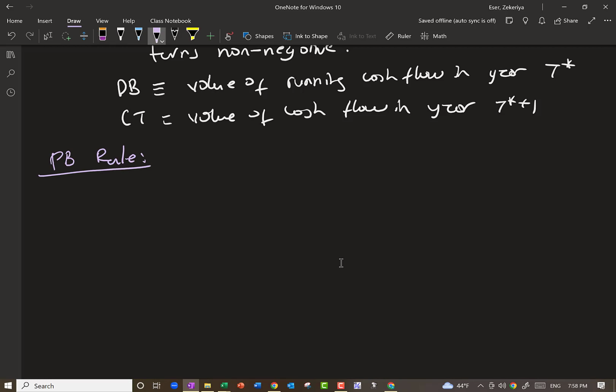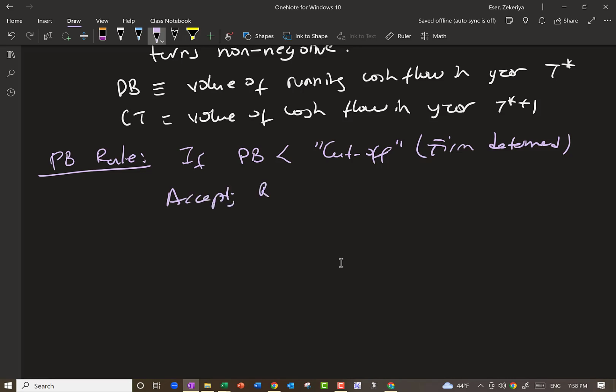PB rule. If PB is less than the cutoff, this is firm determined, accept, otherwise reject. GE could say, for any project less than $5 million, if you guys can get our money back in 2 years, we can go ahead.